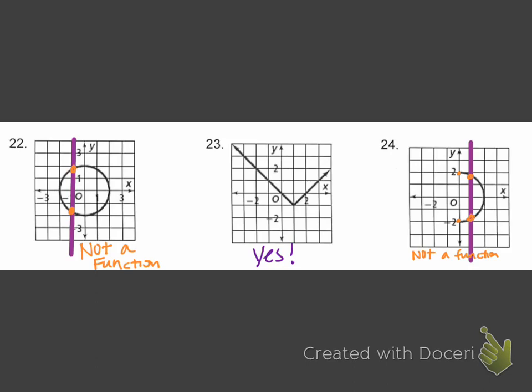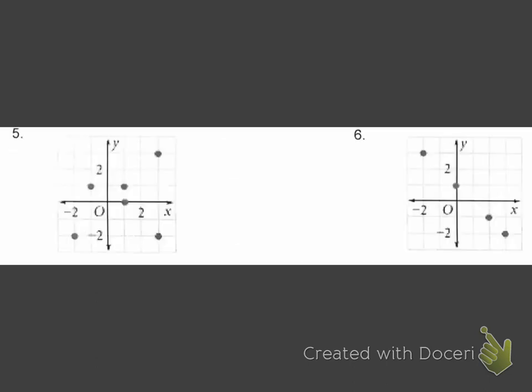All right, so that looks great for graphs with a lot of lines. We can use our vertical line test to help us determine if something is a function or not. And remember, something is a function if for every input there is one and only one output. All right, let's look at these two graphs. We call these discrete graphs because they are discrete points. They are not connected with any lines. They are just multiple coordinate points on a graph.